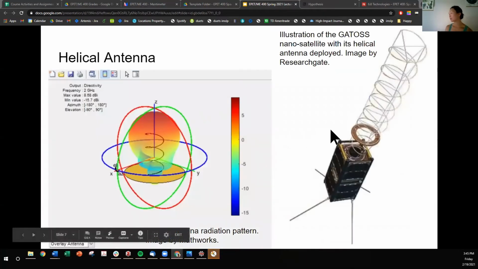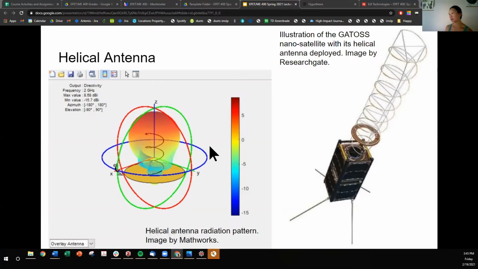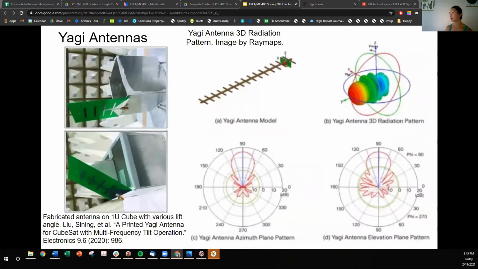Here is what a helical antenna looks like. And here's what its radiation pattern looks like. Very directional. All right, this one's pretty clever. I've tried to find examples of all of these antennas in CubeSat form. So here is a printed circuit board with a Yagi antenna embedded in its design.